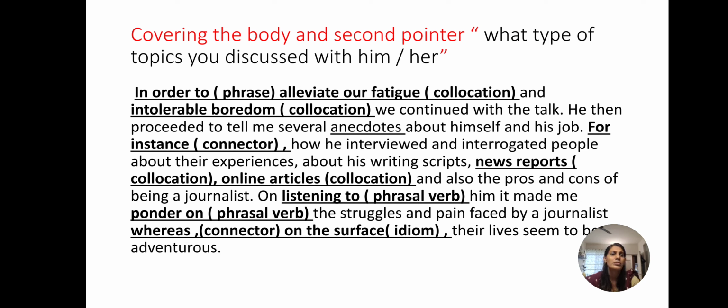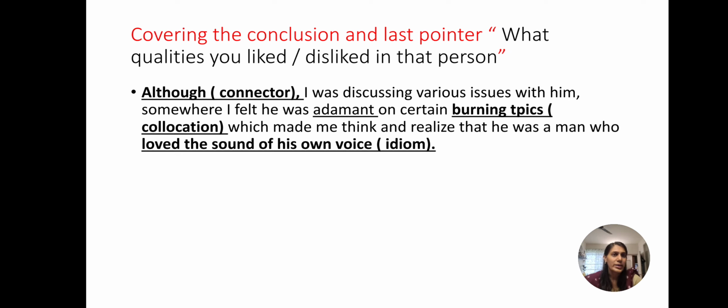On listening to him, listening to, again a phrasal verb, it made me ponder on, again a phrasal verb, the struggles and pain faced by a journalist. Whereas is a connector. On the surface, now on the surface, idiom, their lives seem to be adventurous. Now here I have covered the second part of the pointer, which I also consider the body of the cue card. Now how will I conclude it? By covering the last pointer, covering the conclusion and last pointer.